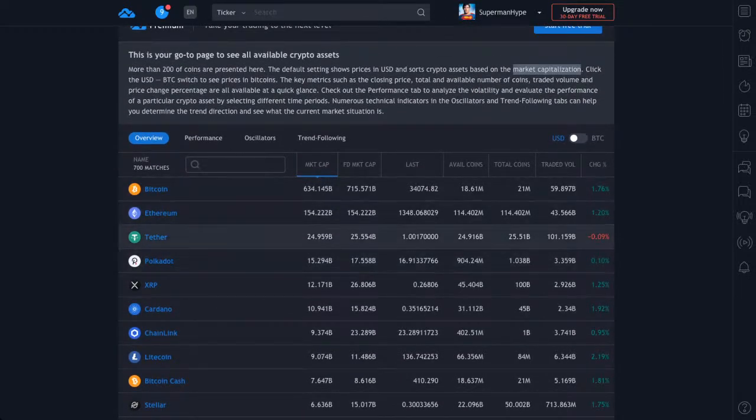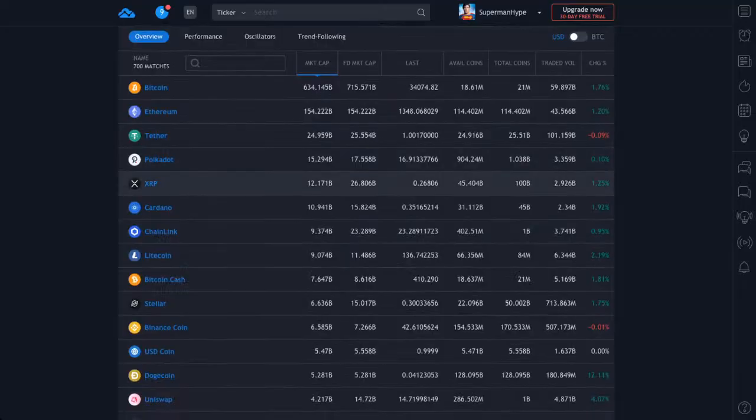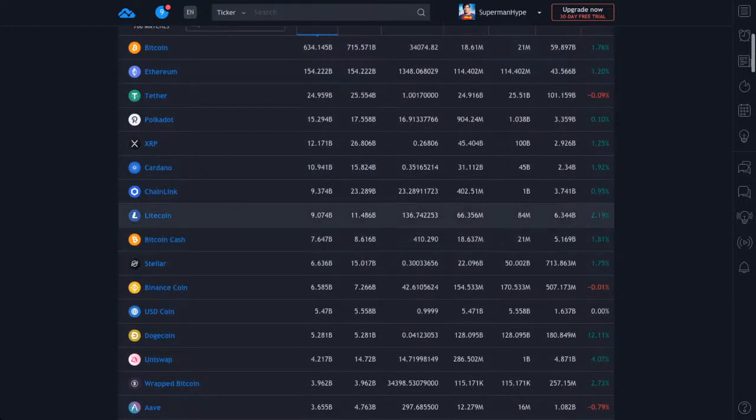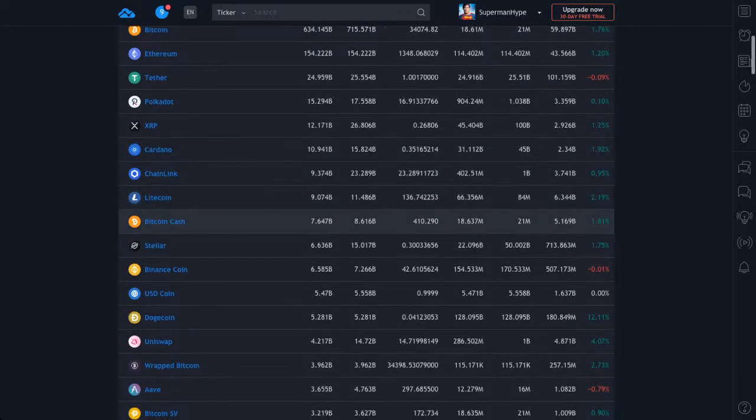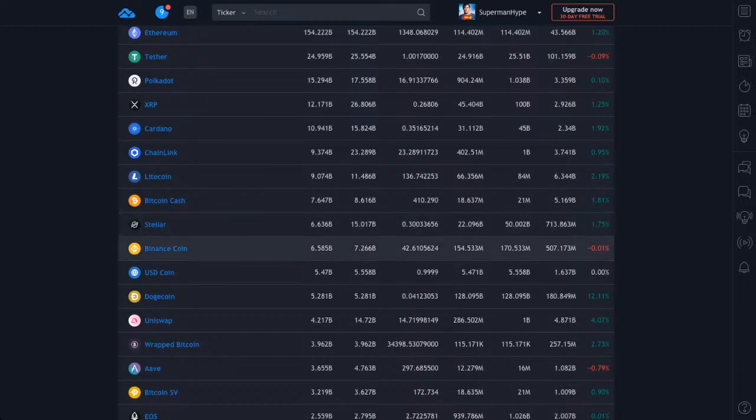So we've got Bitcoin, Ethereum, Tether is just US dollars, Polkadot, XRP, Cardano. So Cardano is interesting because it's a privacy coin, so that might actually have a lot of upside in the future, especially as governments and that try to crack down on Bitcoin and other things by pushing through regulations. So Cardano is going to be one interesting to watch. Chainlink, Litecoin, Bitcoin Cash and stuff like that.